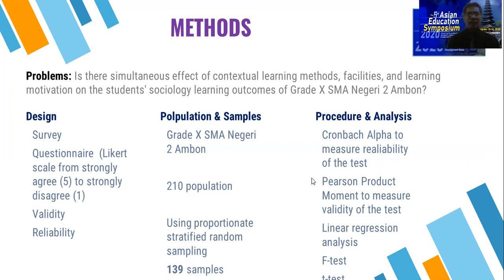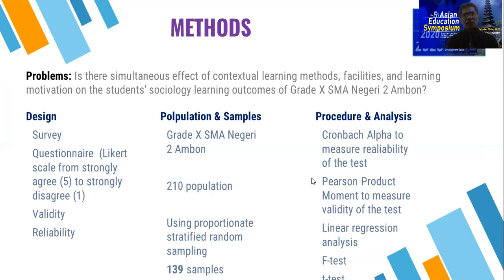We quantify the results of the questionnaire, and the questionnaire uses a Likert scale. As everyone knows, a Likert scale goes from the highest to the lowest, or from the lowest to the highest. So strongly agree is scale 5 and strongly disagree is scale 1. We are also measuring the validity and reliability of the results of the questionnaire and also the student's learning outcome here.